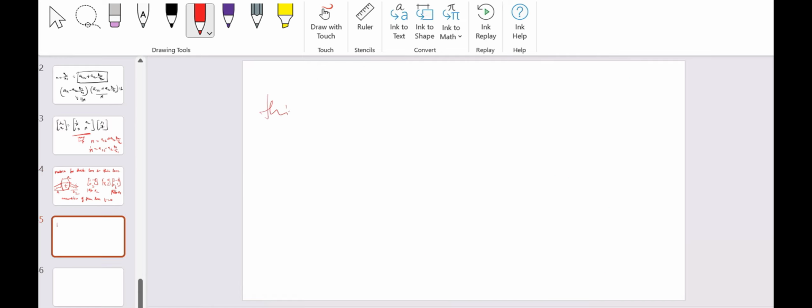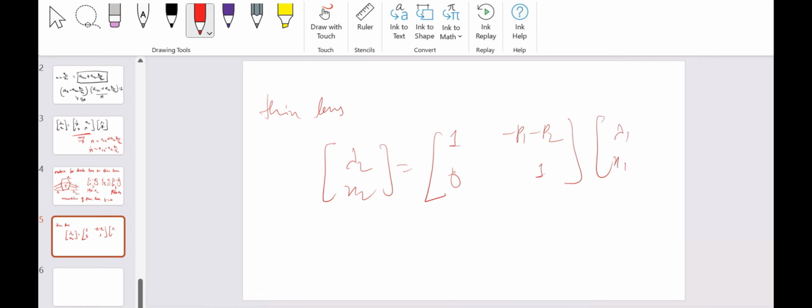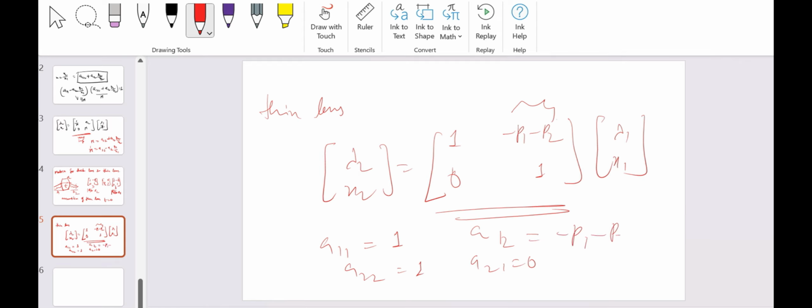So for thin lens, the matrix is basically lambda 2 x2 is equal to 1, minus P1 minus P2, 0, 1, lambda 1 x1. So from this you get an important result. Now if we compare with this coaxial matrix, A11 would be 1, A22 would be 1, A21 would be 0, A12 would be minus P1 minus P2.